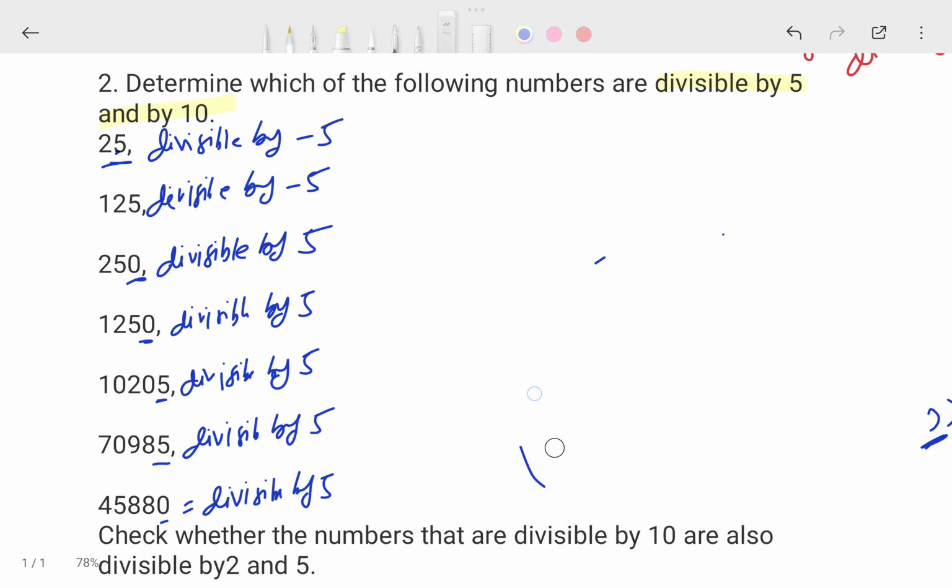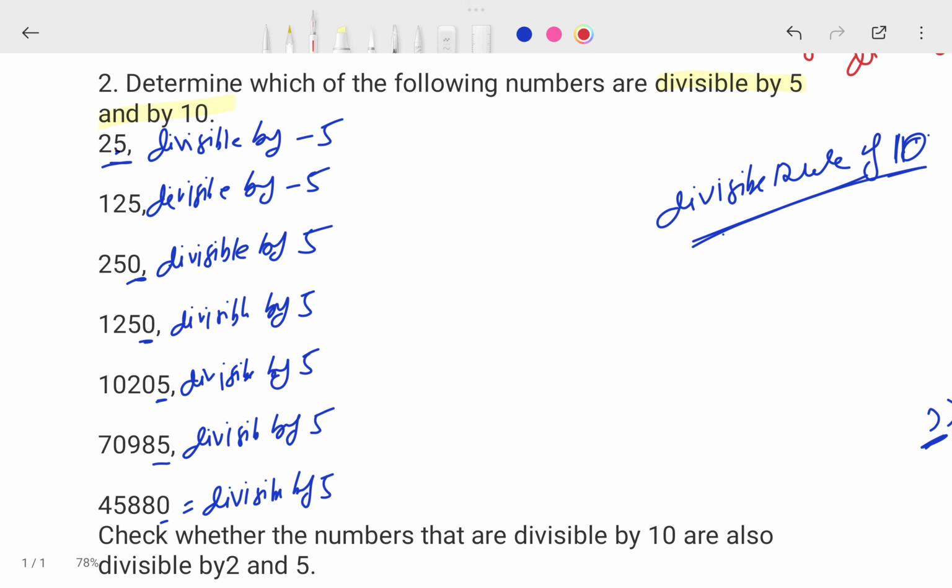Let's talk about 10. What about the divisibility rule of 10? If you want to check whether any number is divisible by 10 or not, you have to check only one thing. If the last digit is 0, that number is divisible by 10.